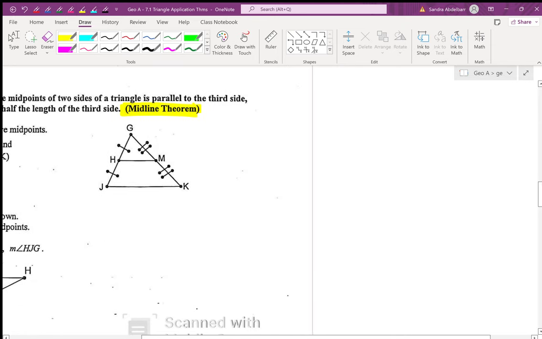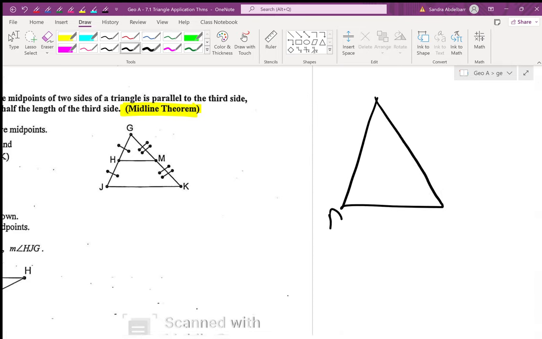What does that mean? So let's say I have a triangle. You don't need to draw this, just pay attention. I have triangle ABC, and I tell you that D is a midpoint of side AB, and that E is a midpoint of side BC. So now the segment joining those two midpoints, that segment that I just created, DE, is going to be parallel to the base, and it's also going to be half the length of the base.